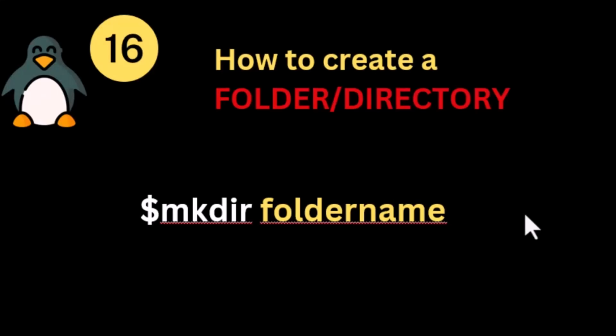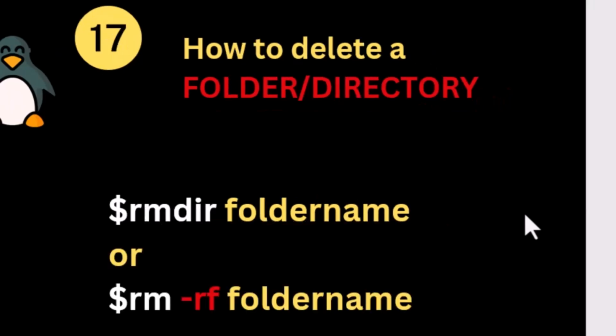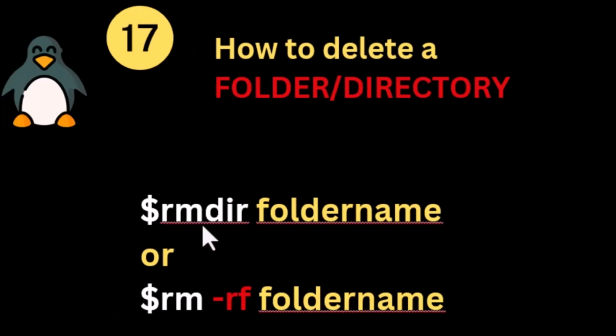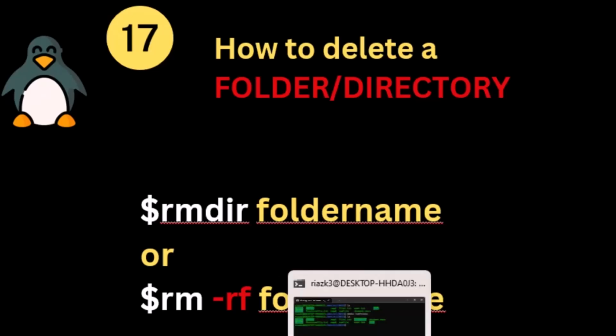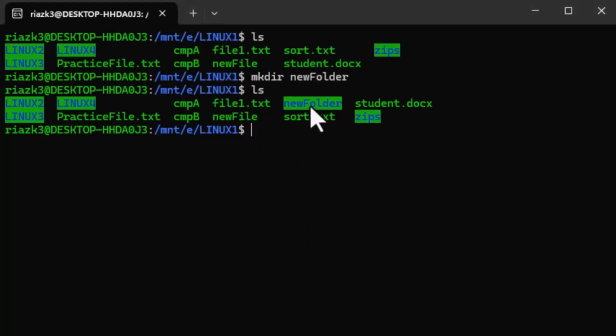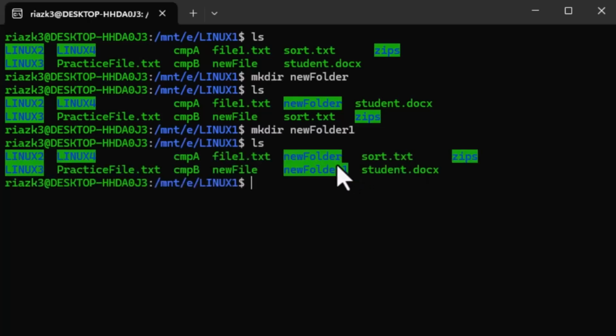Next, we have command number 17, how to delete a directory or a folder. For that, we have command rmdir, rm -rf, and then folder name. Okay. Let's go to our terminal, and we have just created this new folder. Let me create another folder, mkdir new folder 1. Fine. And then we see ls, and you can see new folder and new folder 1 are the two folders. We will use one command to delete new folder, another command to delete the new folder 1.